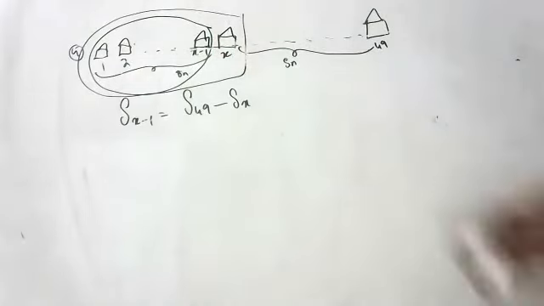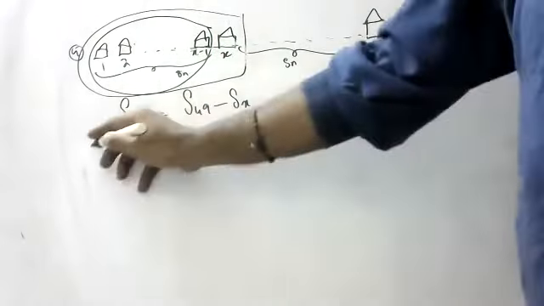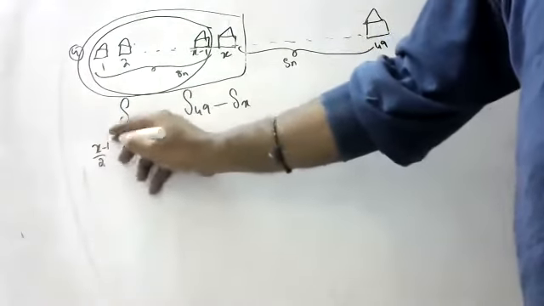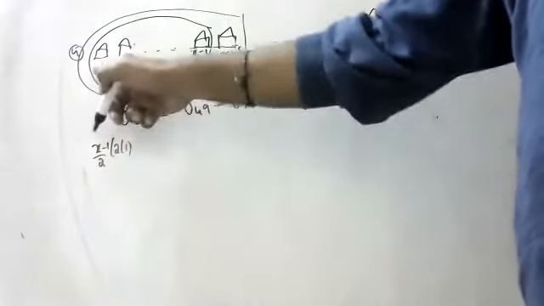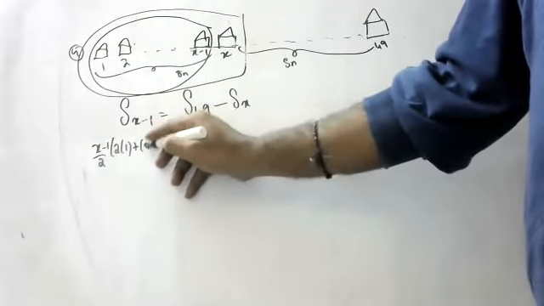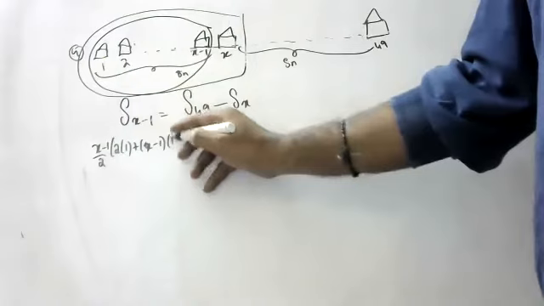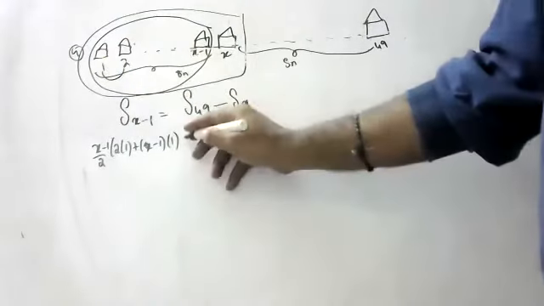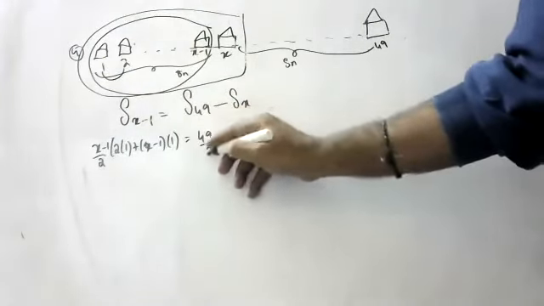Now, formula substitution only, tell. x minus 1 by 2, shabash, into 2 into 1 plus x minus 1 minus 1. The common difference is everywhere 1 only.